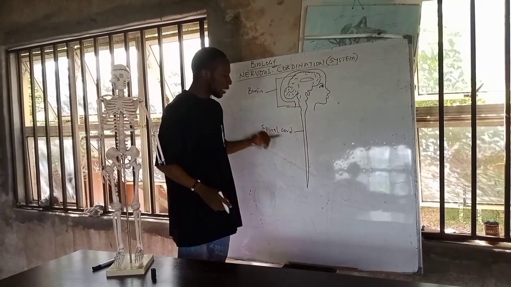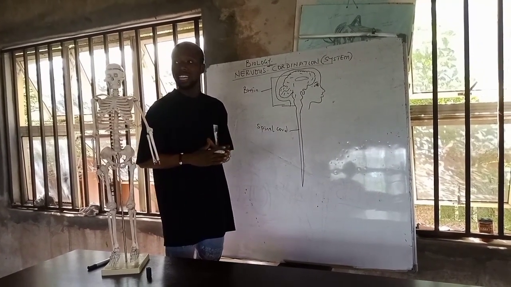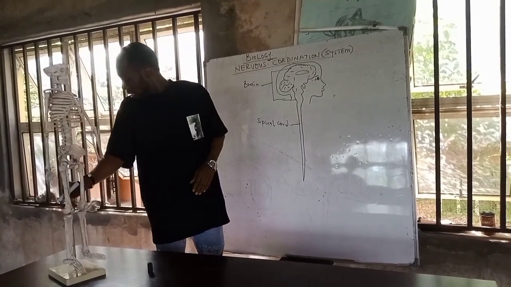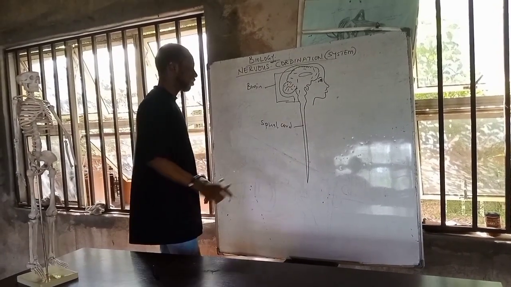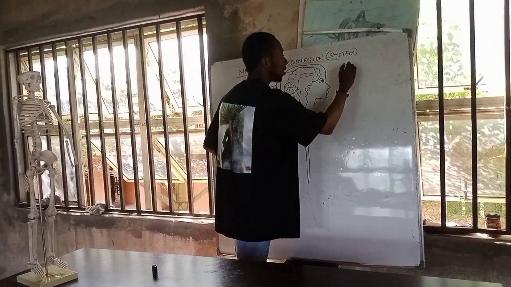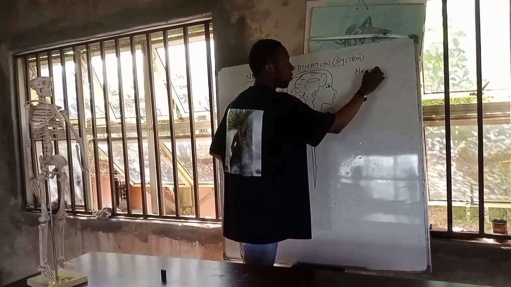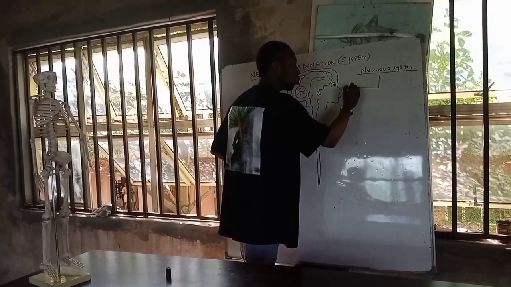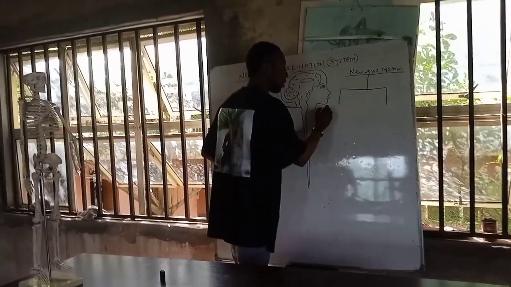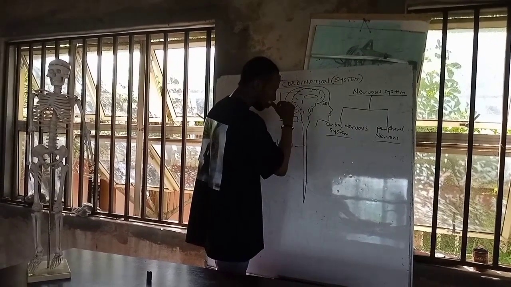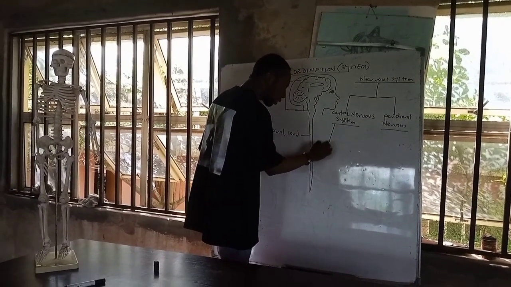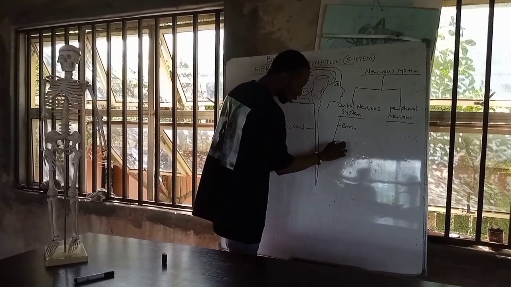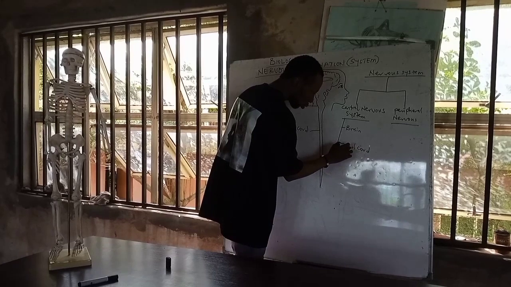The brain and the spinal cord make up the central nervous system. So today we are going to look at the brain and the spinal cord. Now look at the chart of the nervous system here. We have the nervous system being divided into two: the central nervous system and the peripheral nervous system. The central nervous system is divided into two: the brain and the spinal cord.